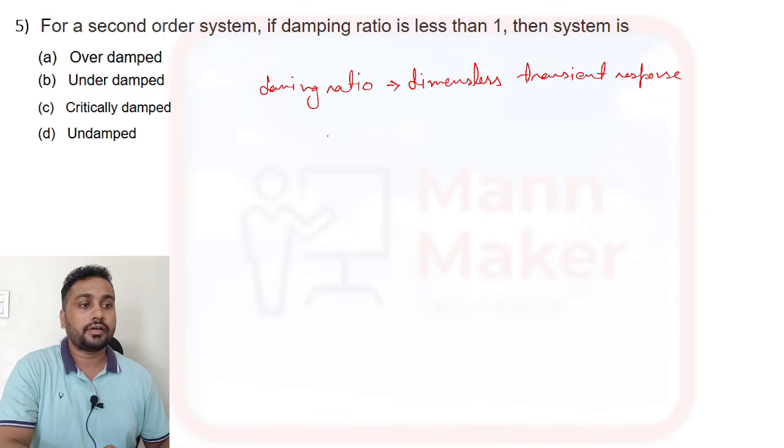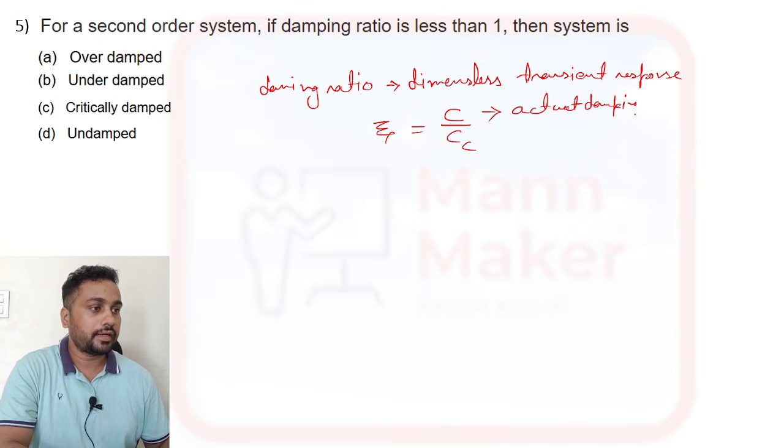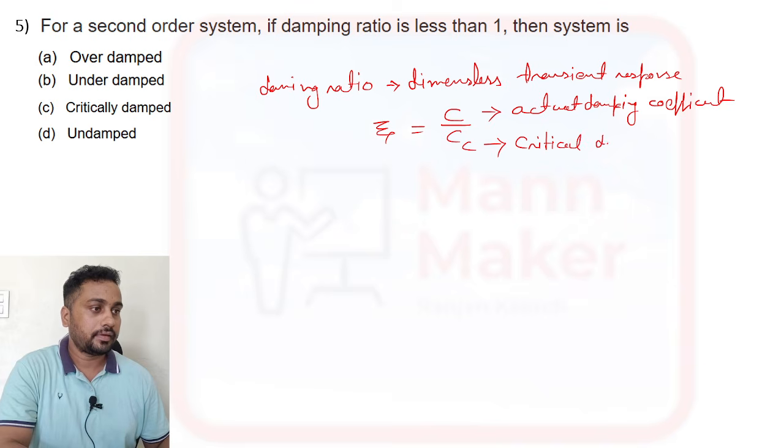And if you see the formula for this damping ratio, basically we will represent it with zeta. Zeta is equal to c by cc, where this c is the actual damping coefficient, and this cc is the critical damping coefficient.